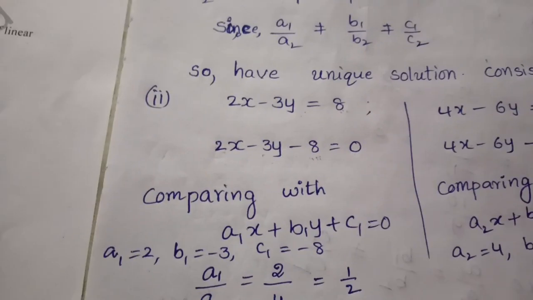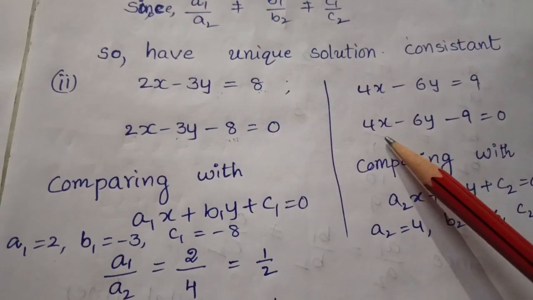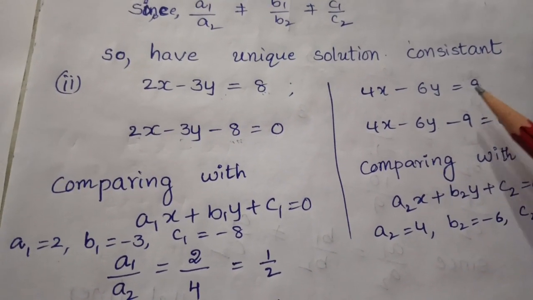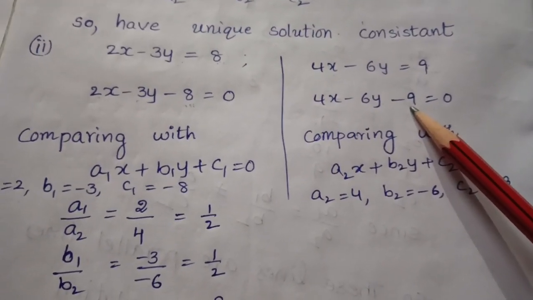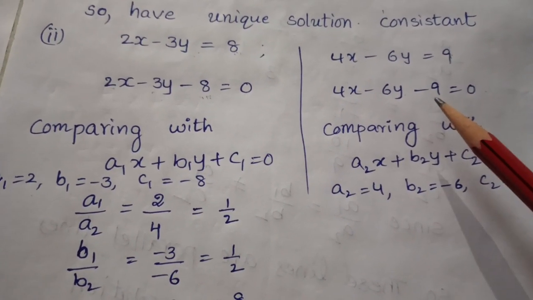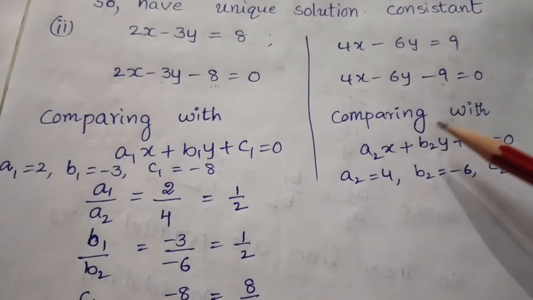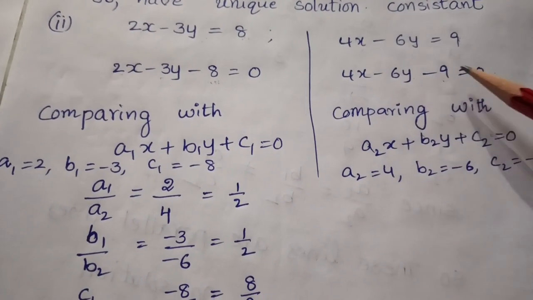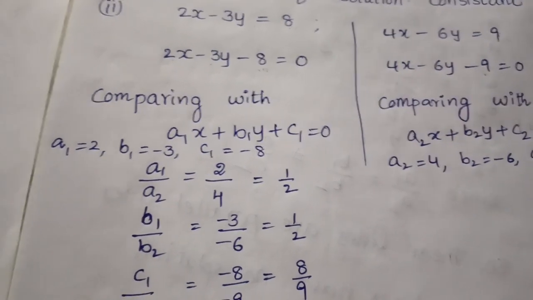Next, second equation 4x - 6y = 9. 4x - 6y + 9 transposing LHS -9. So 4x - 6y - 9 = 0. Comparing with A2x + B2y + C2 = 0. A2 is 4, B2 is -6, C2 is -9.